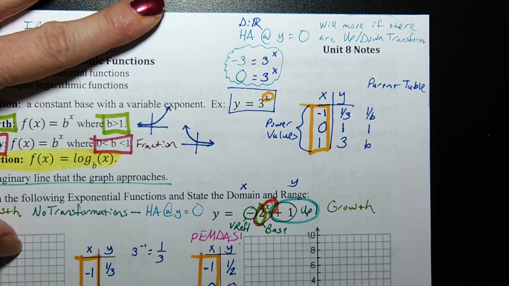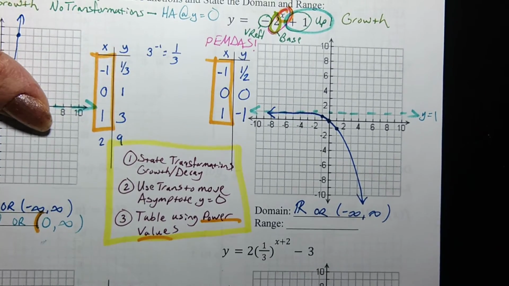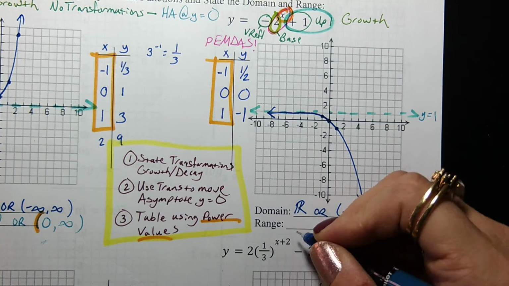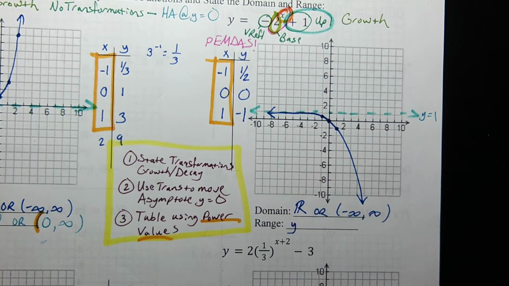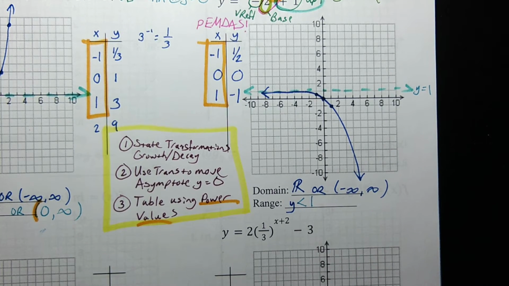Now the range is going to depend on the location of the asymptote. So if you want to use inequality notation, how do we say that our y values are covered for anything below the asymptote at 1? Y is less than 1.